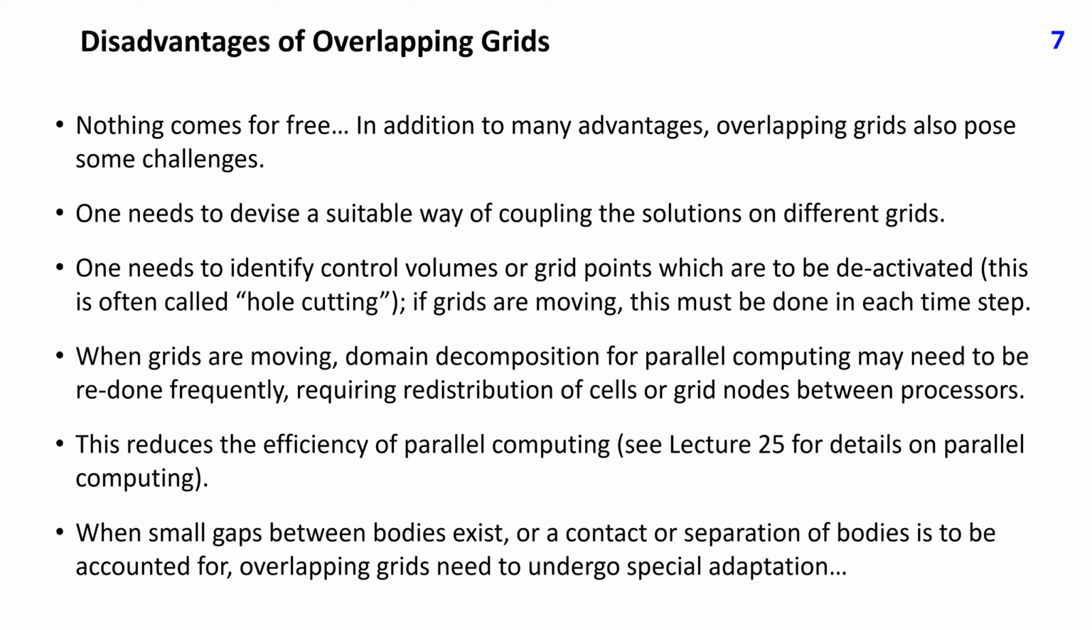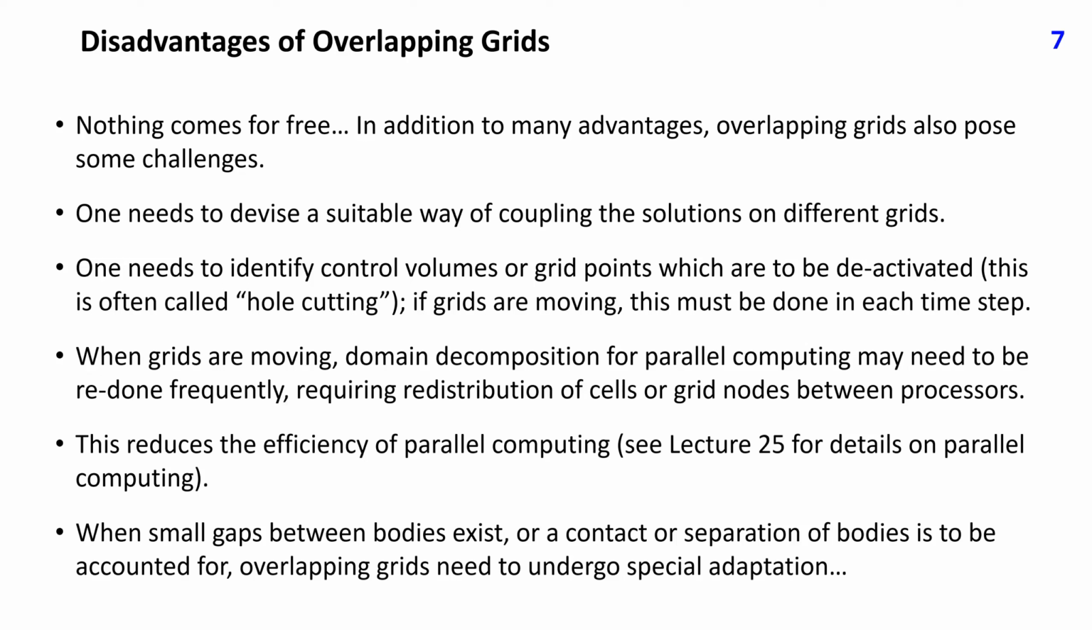Secondly, one needs to identify control volumes or grid points in the overlapping zone which are to be deactivated. This is often called hole cutting. If grids are moving, this must be done in each time step. It is therefore important that this operation itself is efficient and not imposing too strong constraints on parallelization of the code. When grids are moving, domain decomposition for parallel computing may need to be redone frequently. This requires redistribution of cells or grid nodes between processors and reduces the efficiency of parallel computing. See Lecture 25 for details on parallel computing in CFD.